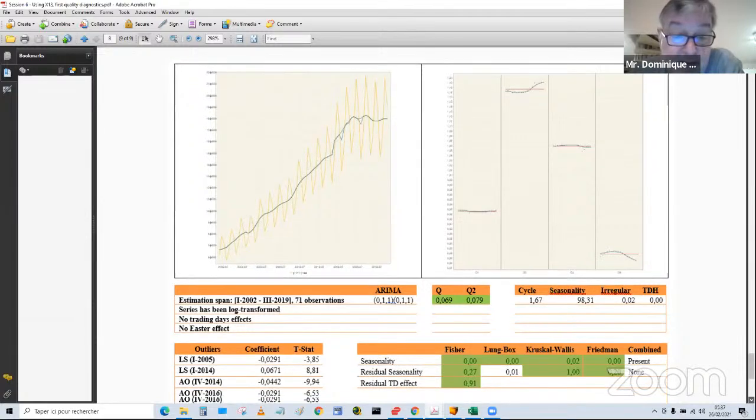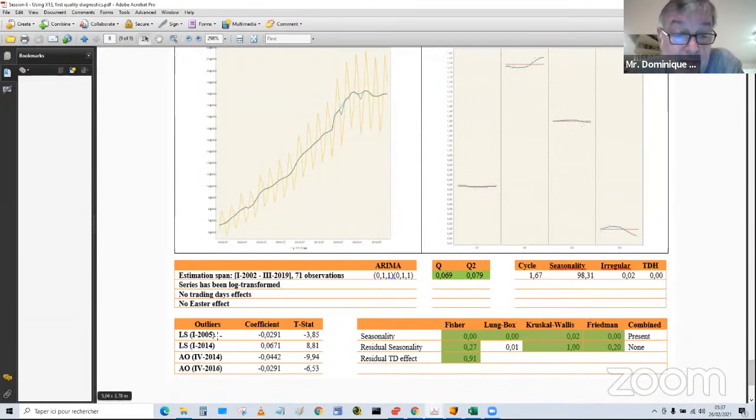And after I have diagnostics. So on the left, you have the outliers with their significance. And after you have the seasonality test. So we know that your series is seasonal. To be honest, the graph shows you that it is seasonal, but you have a test here. You have a residual seasonality test. You can see that the second test, the Young-Bock test, does not agree with the others, but you apply a majority rule, which is okay, and you have no residual trading day effect. So this is, for me, my quality report.